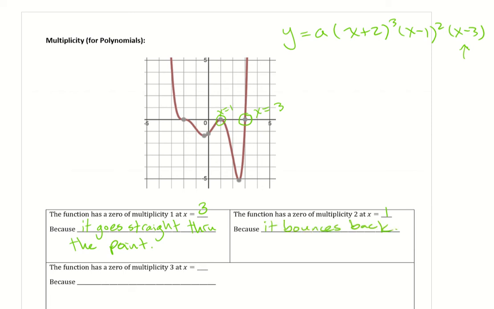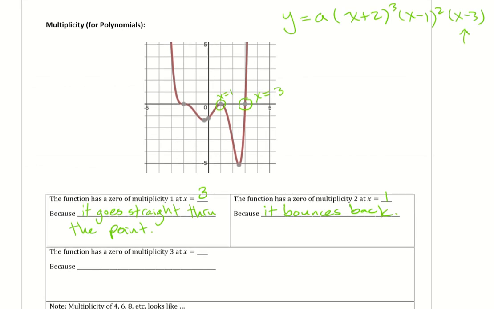And then the last type of multiplicity is an odd number multiplicity, except for 1, which is the first one. A multiplicity of 3 in this function we see is x + 2 to the 3rd. So this is right here, x equals negative 2. This is where we have a multiplicity of 3. And we know, if we didn't know the equation, that it has a multiplicity of 3 because it squiggles through. Yes, squiggles is a mathematical term.